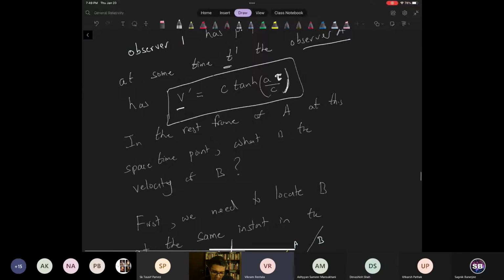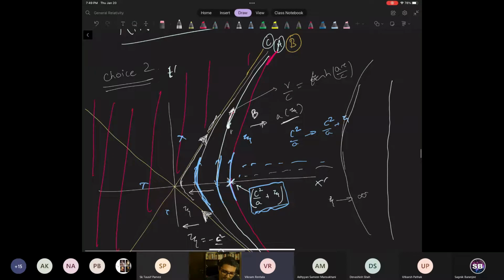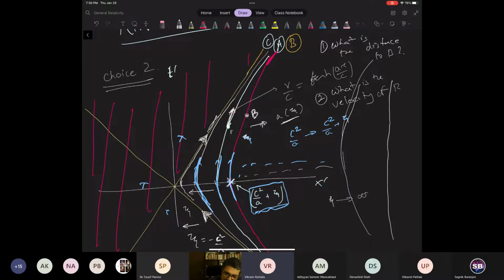Okay, so now we can ask for this family of observers. Suppose we take observer A, and we'll take another observer B, a generic observer who has some coordinate xi, which is non-zero, and we'll ask, if we are in the rest frame of A, two questions. One, what is the distance to B? And the second question is, what is the velocity of B, where B is any generic xi observer?